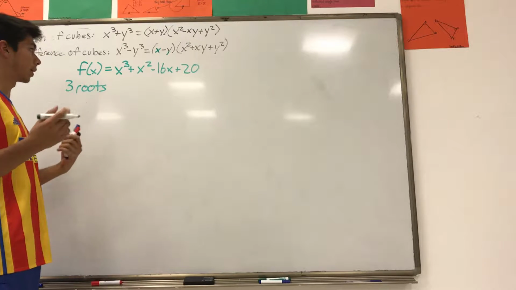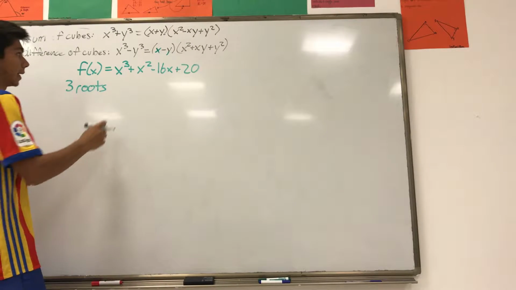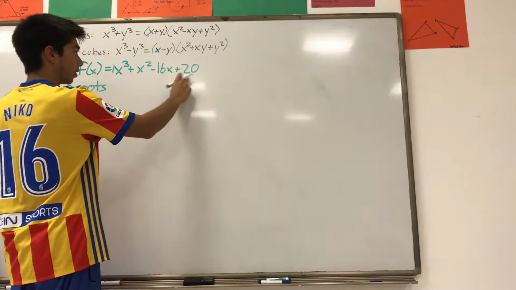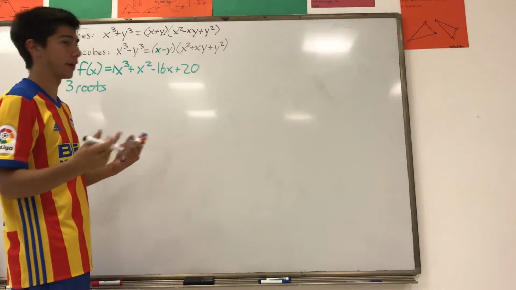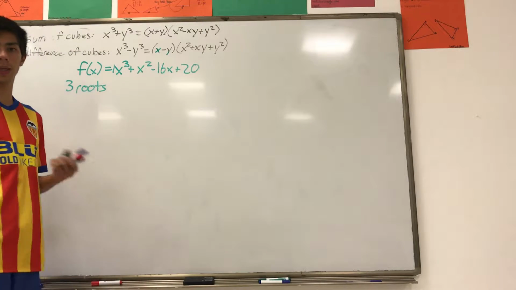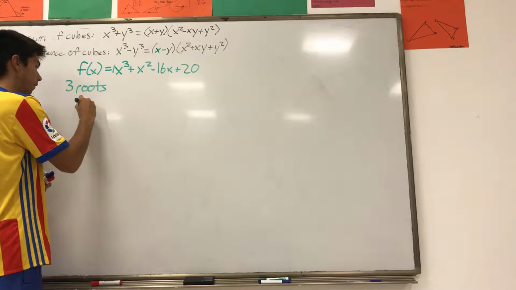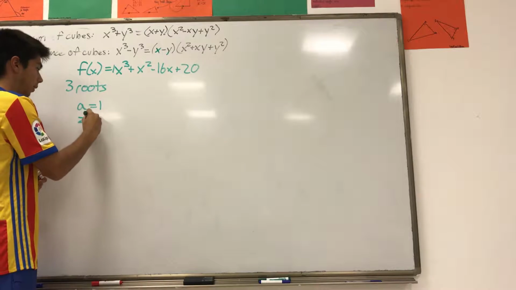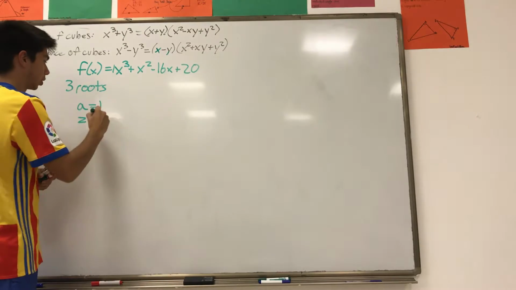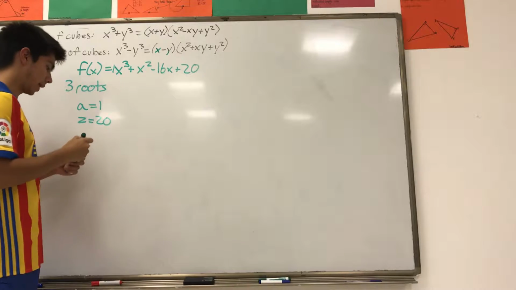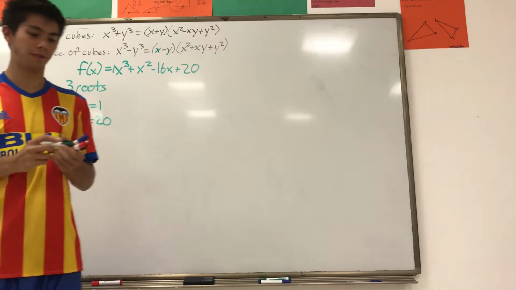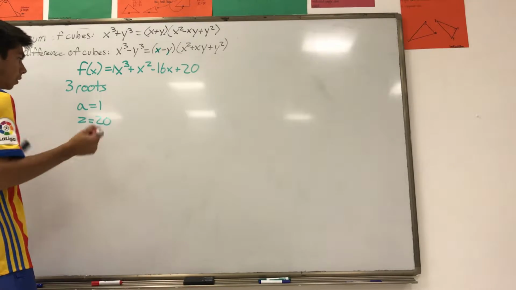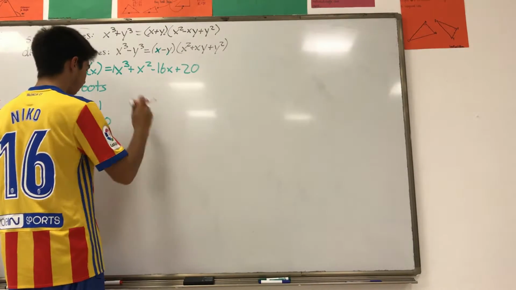My rational roots theorem tells me that I need to look at the leading coefficient and the last coefficient to help me find them. Something that Jessica said today in class was using a and z for that. So I'm going to say that a equals 1, my leading coefficient. My z, my last coefficient, is 20. Now I need to find the integer factors of these 2 numbers.